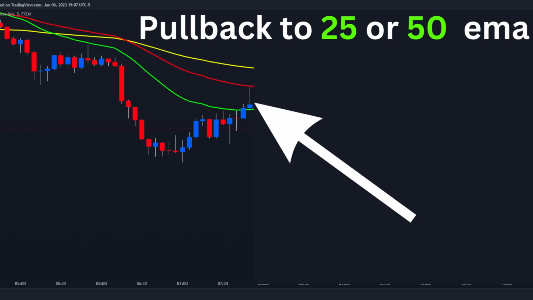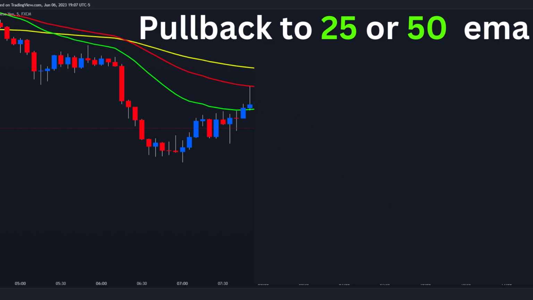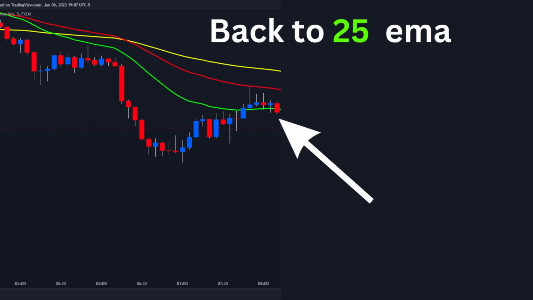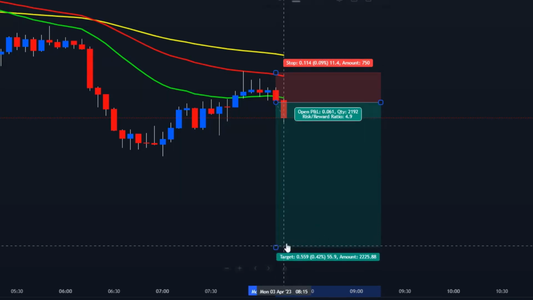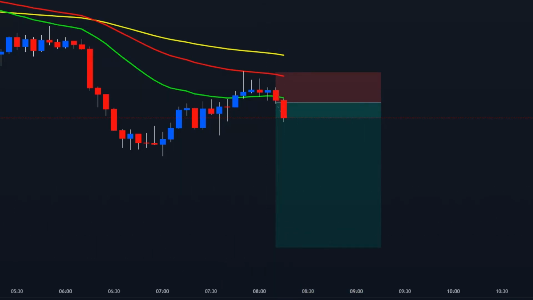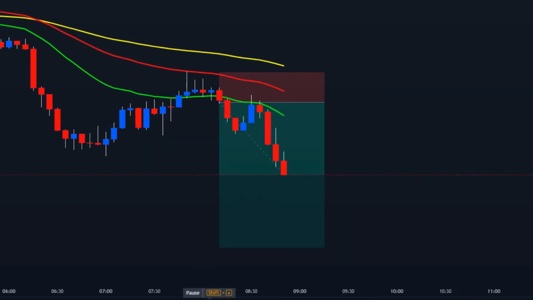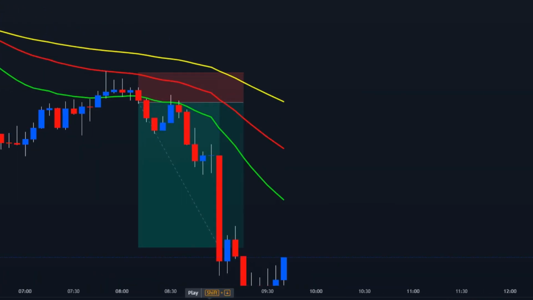And remember, the pullback must not overlap the 100 EMA. So, once the pullback happens, we wait for the price to go back to the 25 EMA again. And when it does, you take a sell position here. And as you can see, the price hits our profit target, and this would have been a successful trade. So that's how you trade the triple EMA scalping strategy.